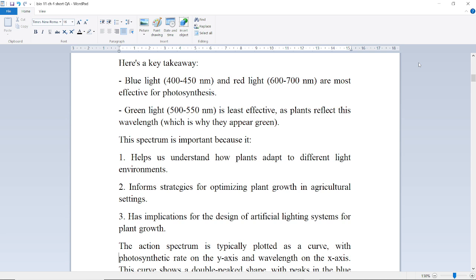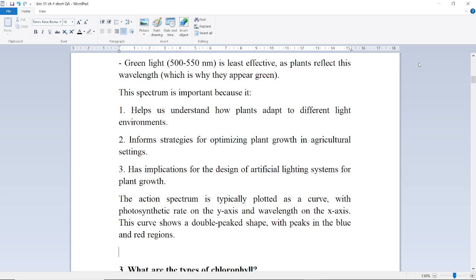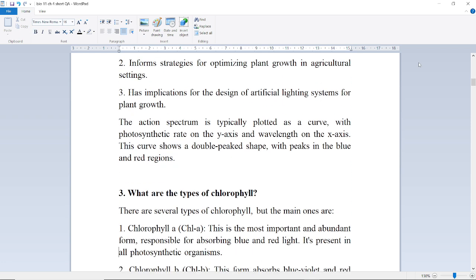appear green. This spectrum is important because it helps us understand how plants adapt to different light environments, informs strategies for optimizing plant growth in agricultural settings, and has implications for the design of artificial lighting systems for plant growth. The action spectrum is typically plotted as a curve with photosynthetic rate on the y-axis and wavelength on the x-axis. This curve shows a double-peaked shape with peaks in the blue and red regions.